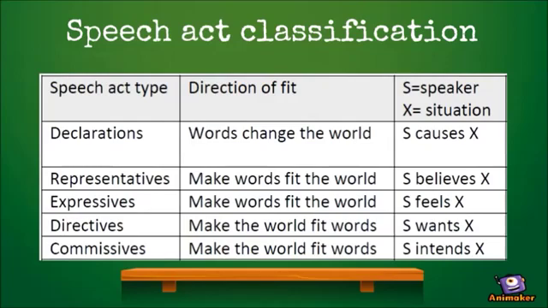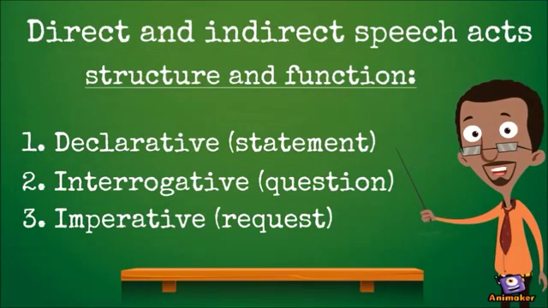Direct and indirect speech acts. A different approach to distinguish types of speech acts is based on the structure. 1. Declaratives for statements, 2. Interrogatives for questions, or 3. Imperatives for requests. When there is a direct relationship between structure and function, it is called a direct speech act. For example, a declarative is used to make a statement. When there is an indirect relationship between structure and function, it is called an indirect speech act.